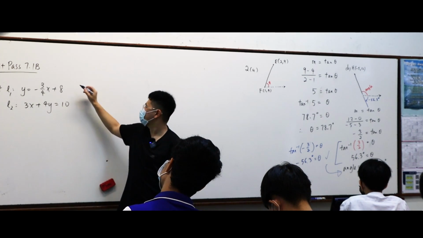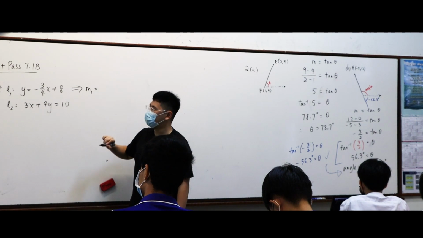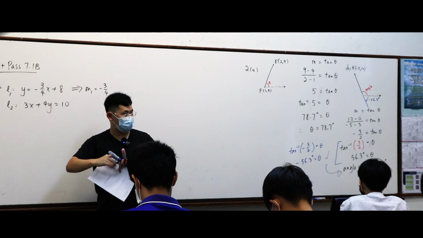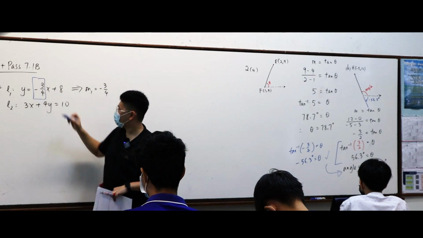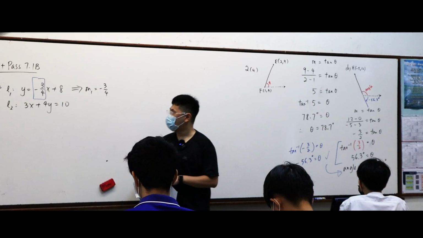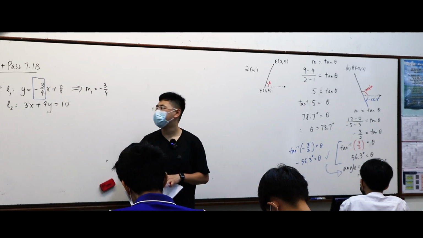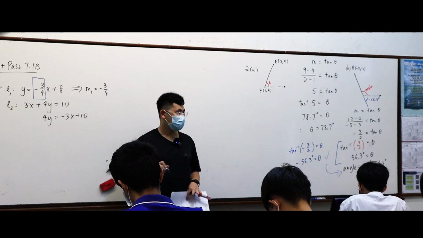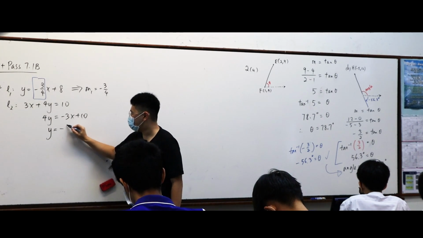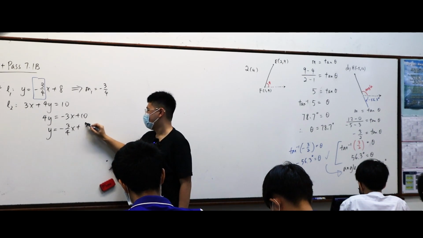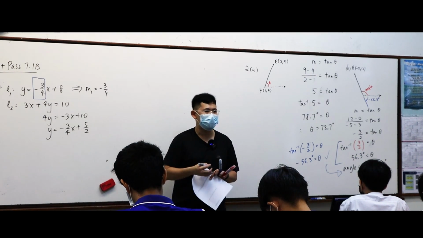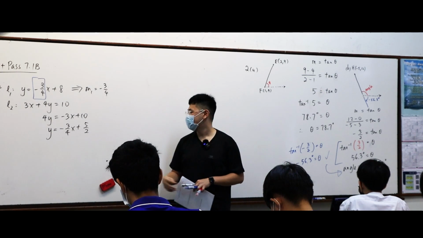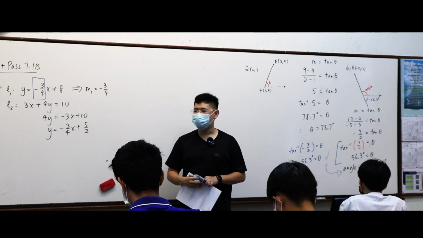First one, what's the gradient? Negative 3 over 4, straight away from this one over here. mx plus c. Now the second one, how do we find the gradient? Rearrange and find. So we have 4y equals negative 3x plus 10. So y equals negative 3 over 4x plus 5 over 2. Actually 10 over 4 also doesn't matter because we are not really concerned with the simplest form as the answer. But it's a good habit to simplify the answer.